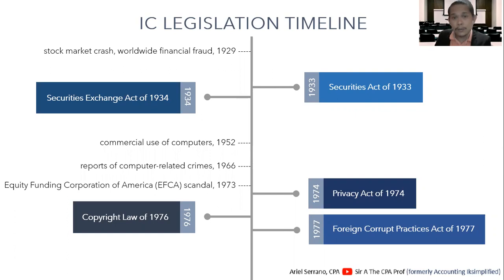Ang recorded commercial use of computers happened in 1952, and nagkaroon ng mga computer-related crimes noong 1966. Now, meron tayong tinatawag or sa US na tinatawag na EFCA scandal or yung Equity Funding Corporation of America scandal na nangyari noong 1973. Okay? Then later on, the following year, ay ipinatupad itong Privacy Act of 1974. In 1976, nagkaroon naman ng copyright law. And in 1977, nagkaroon ng Foreign Corrupt Practices Act or yung FCPA of 1977.